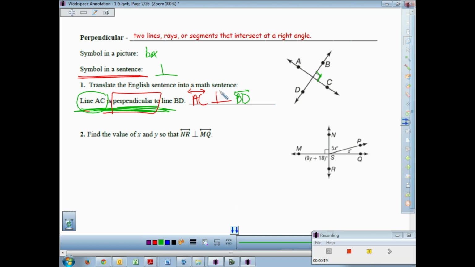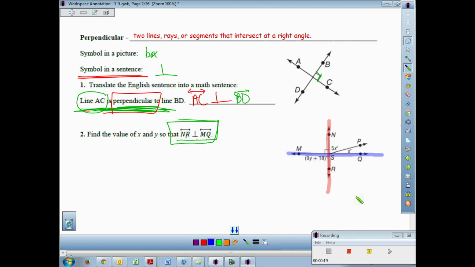Cool? So, let's see what this says. It says, find the value of x and y so that, how would you read that out loud? Line NR is perpendicular to line MQ. It's one of those things, if you don't know what the symbols mean, you're not going to know how to do the problem. Cool? So, they're saying line NR, I'll find it for you. Let's do a little finding. Isn't this line NR right here? I want it to be perpendicular to line MQ.